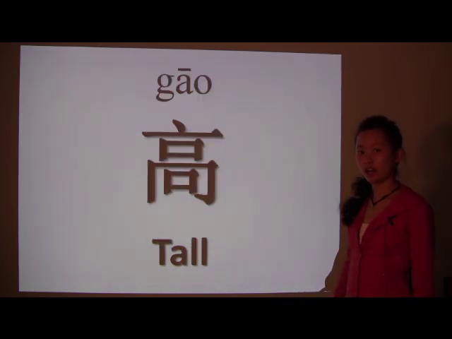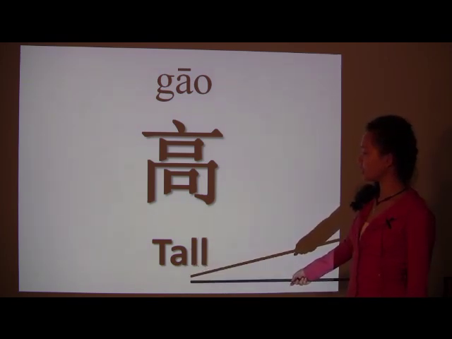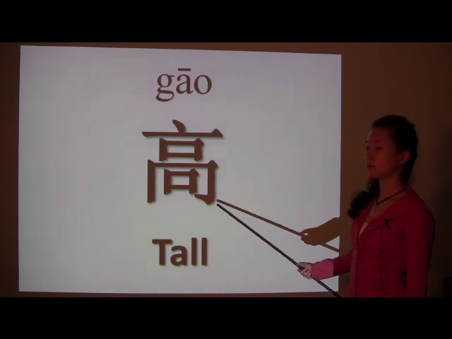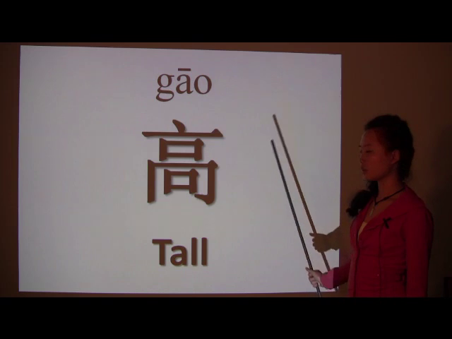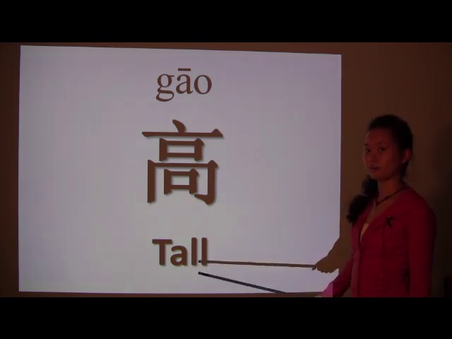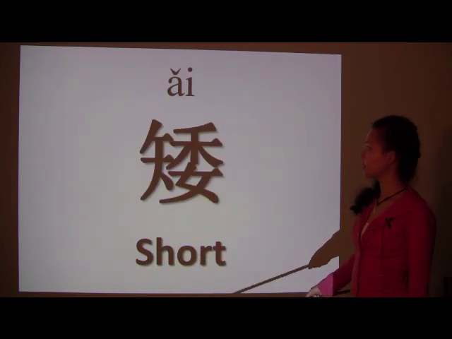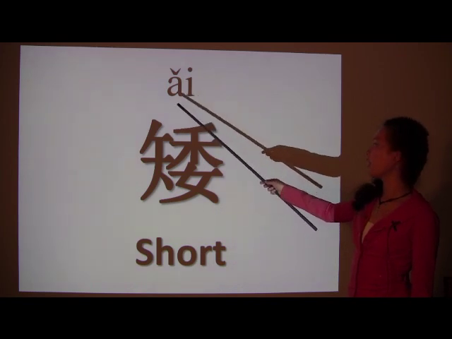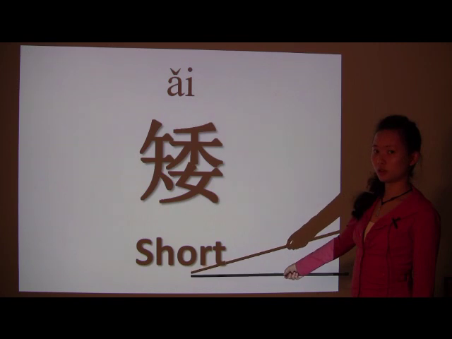Here are a few adjectives that are pretty common when you want to describe someone. Tall or short, tall, in Chinese, one character. 高. For tall, 高, and the opposite of that is short, 矮, for short.